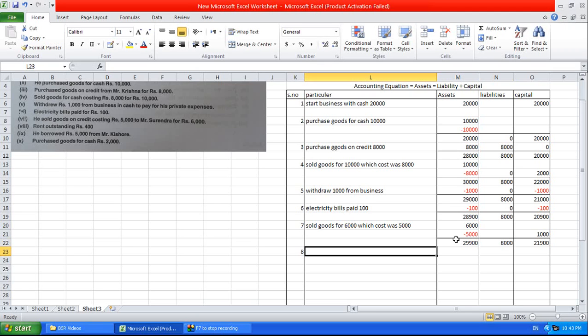Rent outstanding. 8 is rent outstanding. Rent outstanding means how much is the rent? Rent is 400. Now let's see. Outstanding won't affect here. Here it will be affected. 400 we have to pay as liability, but not in the capital. Because of the profit it will reduce. If it is outstanding it will come under the P&L account, so it will be minus. Here the profit will be reduced.